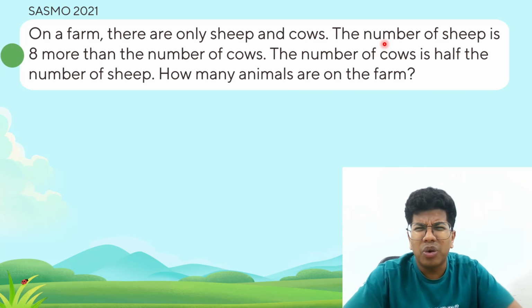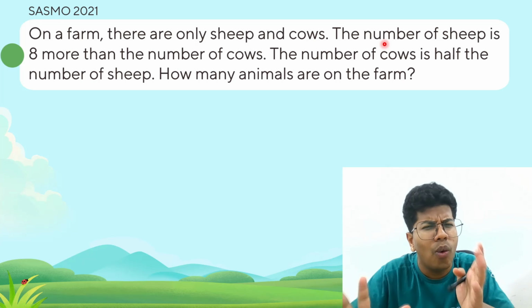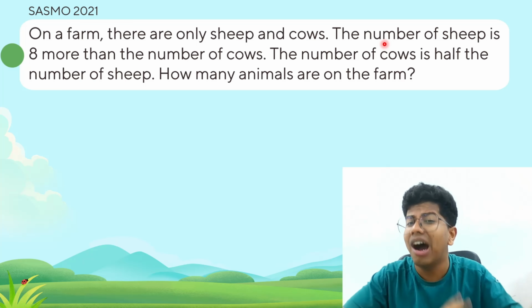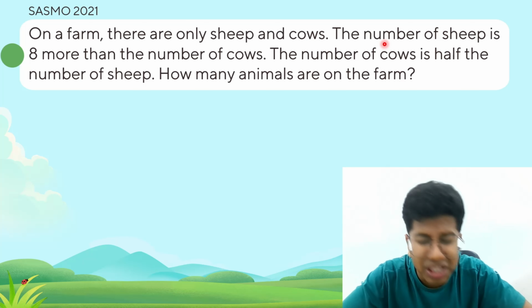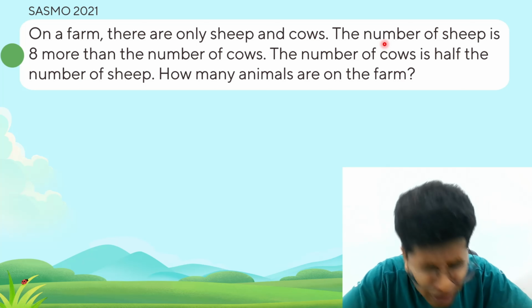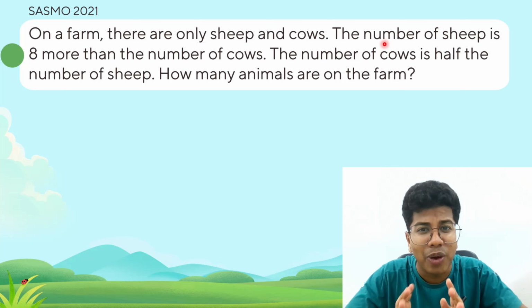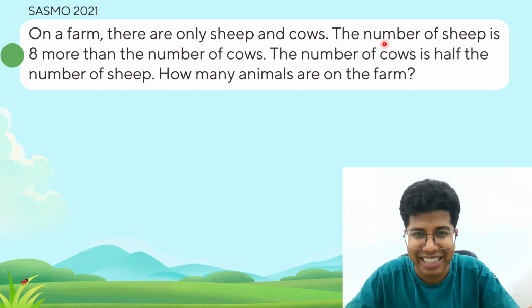When I read the question here, there are sheep, there are cows. I don't know what the actual number is, but sheep is 8 more than cows. But cows are half of that of sheep. And now it's pretty difficult for me to visualize. So, in order to better visualize, let's try to understand what can help us. So, let's take an example.